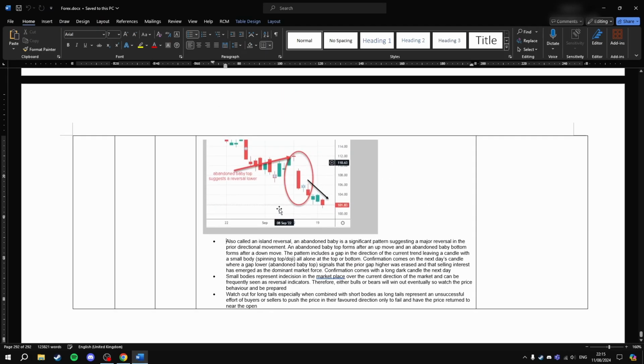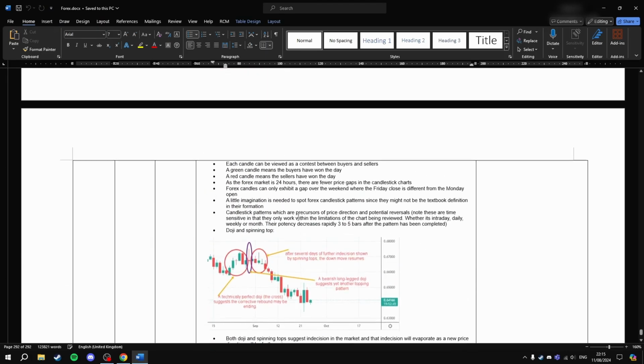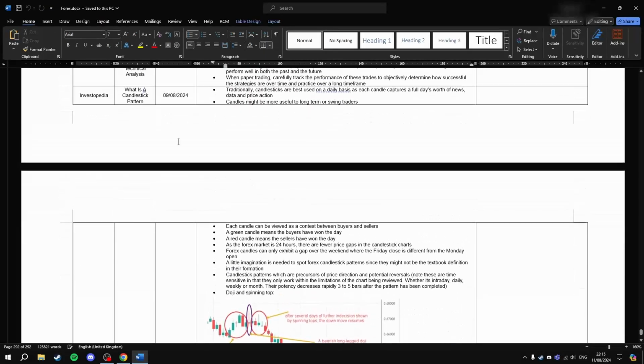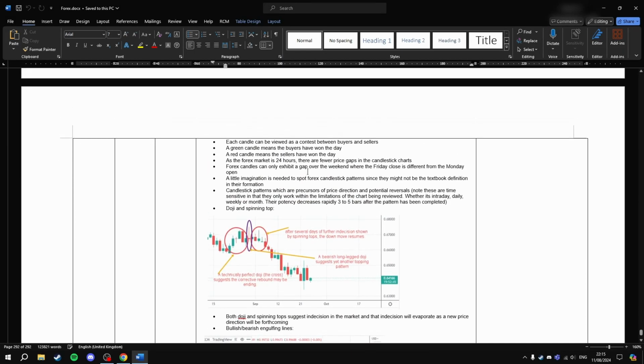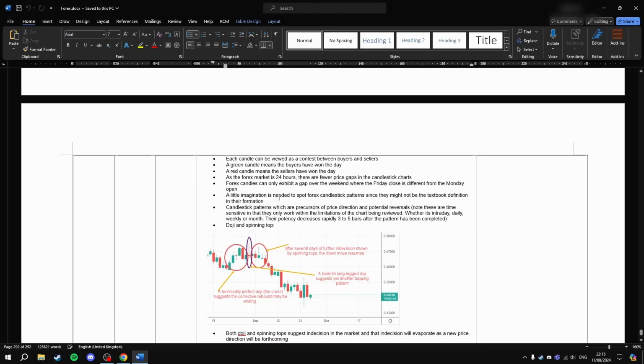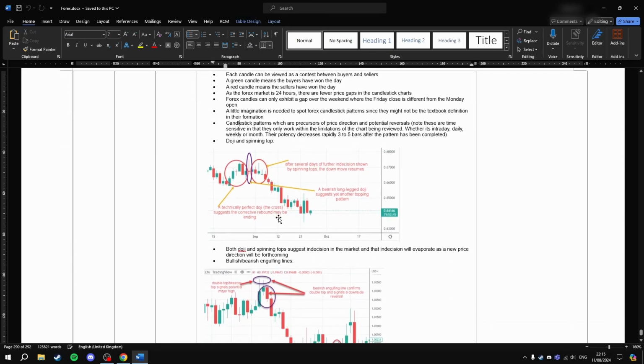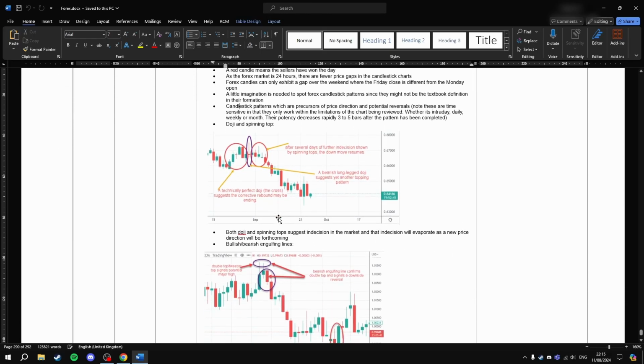In the last episode, we were going through what is a candlestick pattern. So we continued off from where we left off last time, which was somewhere around here. So candlestick patterns are precursors of price direction and potential reversals. Note these are time sensitive in that they only work within the limitations of the chart being reviewed, whether that's intraday, daily, weekly or monthly. Their potency decreases rapidly 3 to 5 bars after the pattern has been completed.